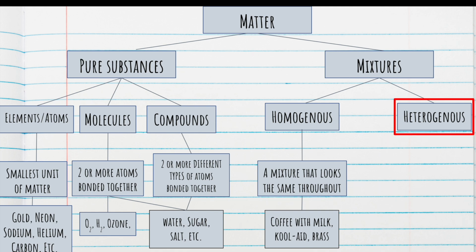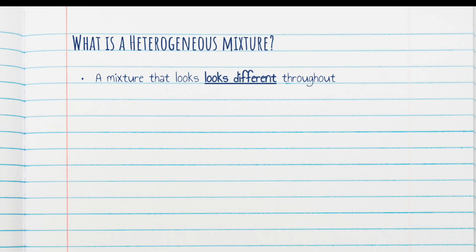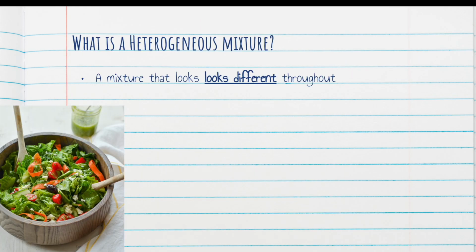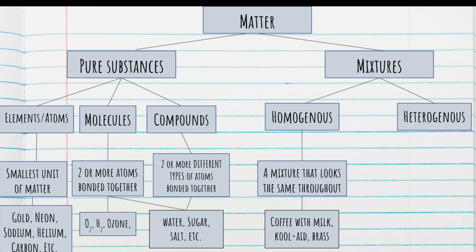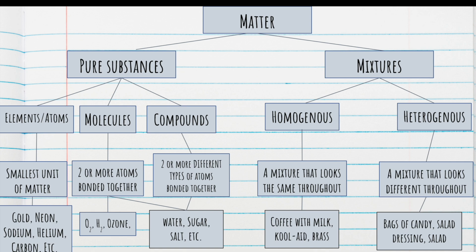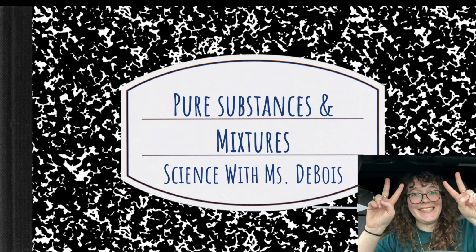Now, let's finish off with the heterogeneous piece of our concept map. A heterogeneous mixture is a mixture that looks different throughout. We can see this with salads, a bag of Jolly Ranchers, or bags of candy in general, and salad dressing. All of these, you can clearly pick apart what makes it different, and it does not look the same throughout. So now that we know a little bit more about heterogeneous mixtures, let's add that to our concept map. And that's the video.